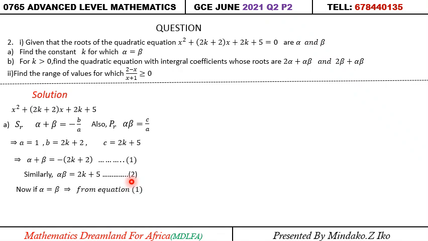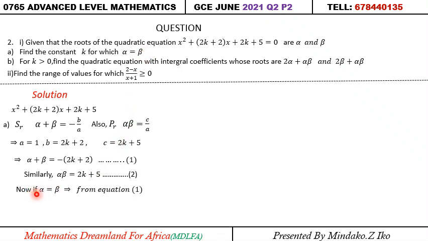All right. Now, the question says, find the constant k for which alpha is equal to beta. This part is a little bit confusing to many students. Some students say the equation says alpha is equal to beta, not beta equal to alpha, and instead of substituting beta where they will find alpha, they are instead substituting alpha where they will find beta. Okay, so that is it.